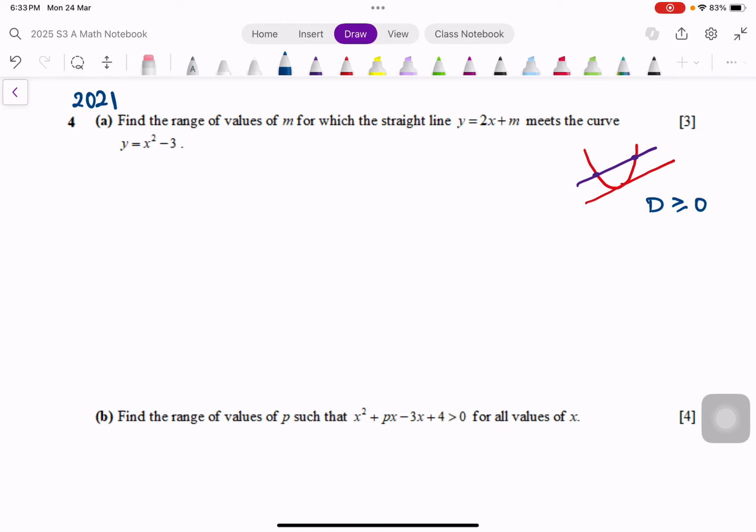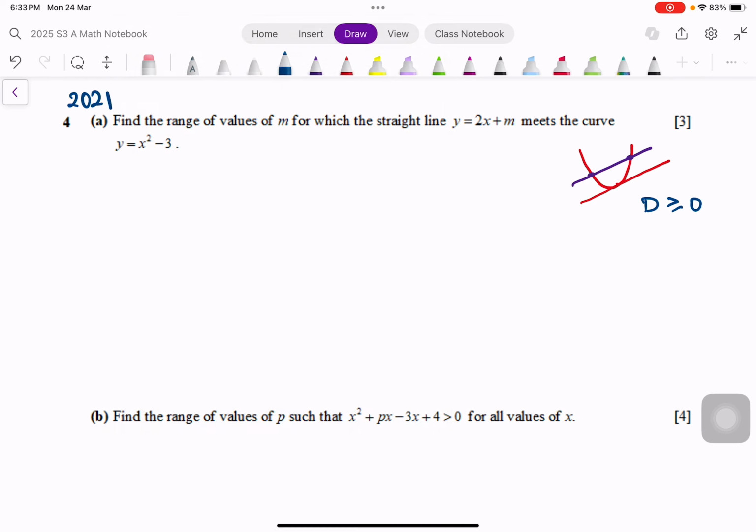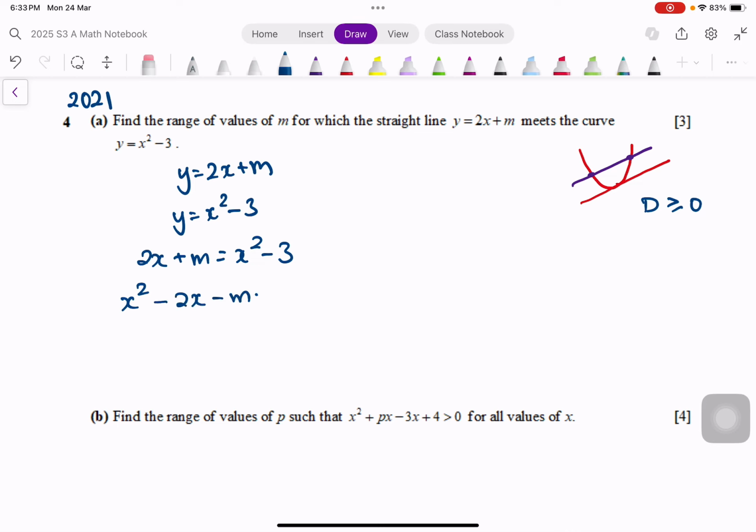Okay, so now first things first, again, we want to always equate both equations together. So y equals 2x plus m, y equals x squared minus 3. I equate them together. Okay, then after that I make the right hand side become 0. So after I get my resulting quadratic equation, I can see very clearly that my a is 1, b is negative 2, and c is negative m minus 3.